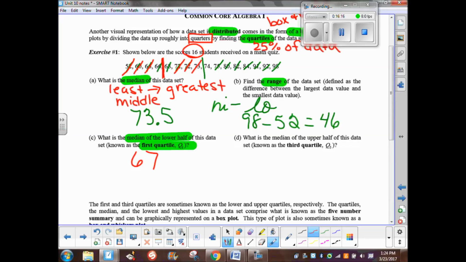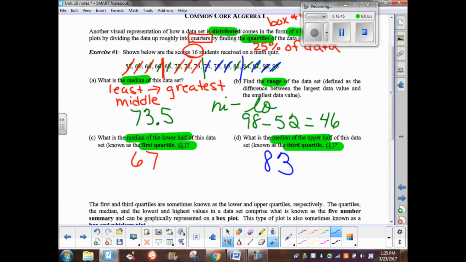So now, what is the median of the upper half, known as the third quartile, or Q3, or upper quartile? Do the same thing. Ignore the median and cross off your high and your low pairs. We're left with two numbers. So what's the middle? 83.